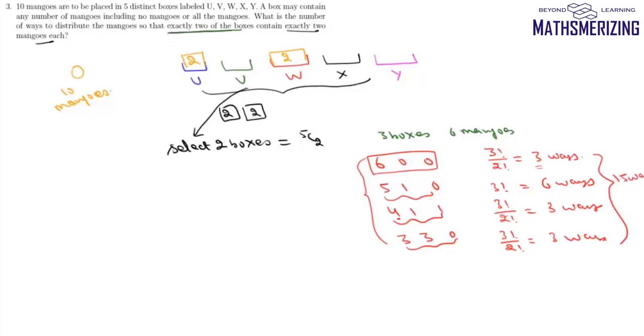So the total number of ways in which we can distribute these mangoes to satisfy this given condition is 5C2 into 15, and 5C2 is nothing but 10. So it will be 10 into 15 and that should be 150.